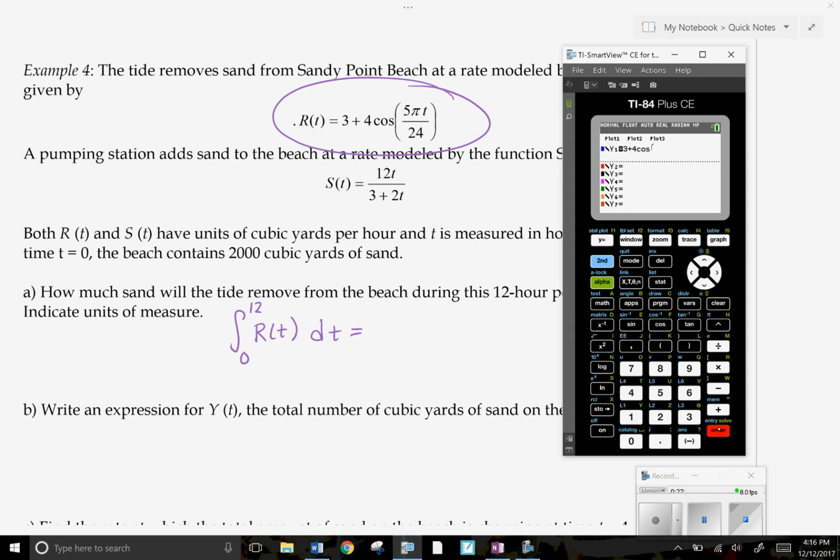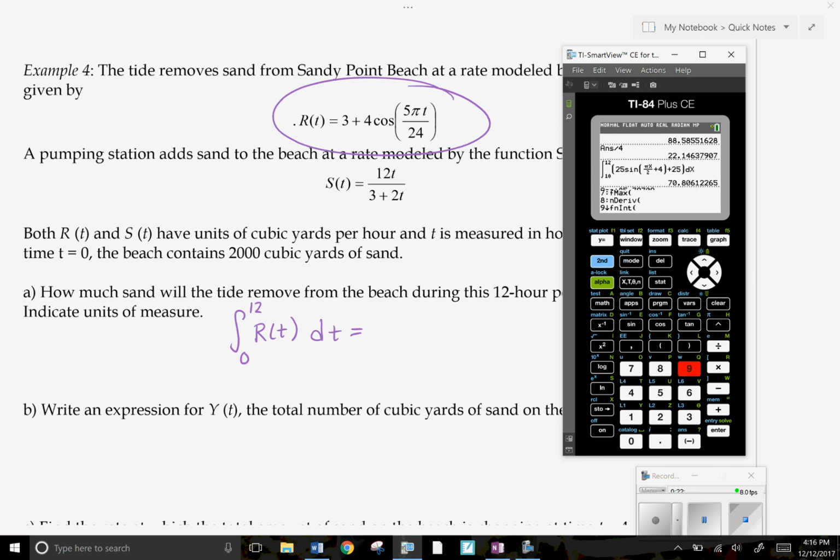There we go. There's that one, and then this guy. Again, I'm just typing it in. Okay, so there's R and S, and they're in Y1 and Y2.